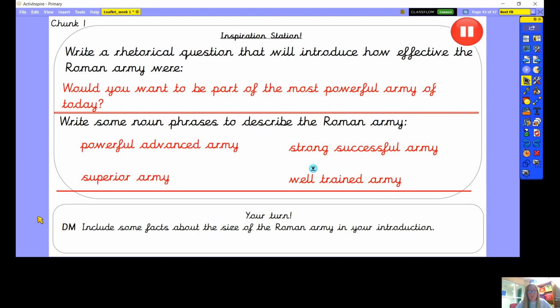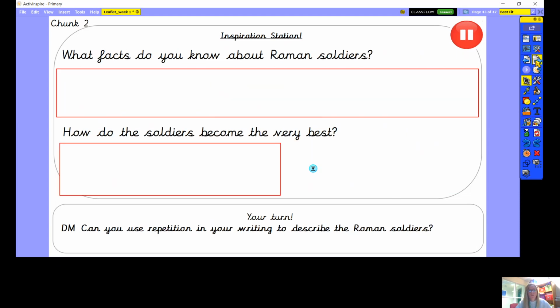If you want to deepen the moment today, you could include some facts about the size of the Roman army into your introduction. So remember, we want some facts in our writing today. So we're going to have a go. I'm going to model for you chunk 1 so you can use my ideas in your writing and change them and make them your own. So let's have a think about chunk 1.